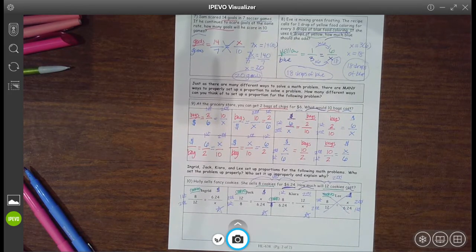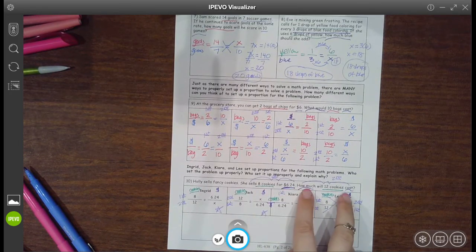Now, when you go to explain why, these people were all consistent in how they laid it out. They kept cookies together and money together, whether it was by rows or by columns, and they kept the pieces of information from the second sentence together and the pieces of information from the first sentence together, because 8 cookies is $6.24. We're trying to figure out the cost of 12 cookies.